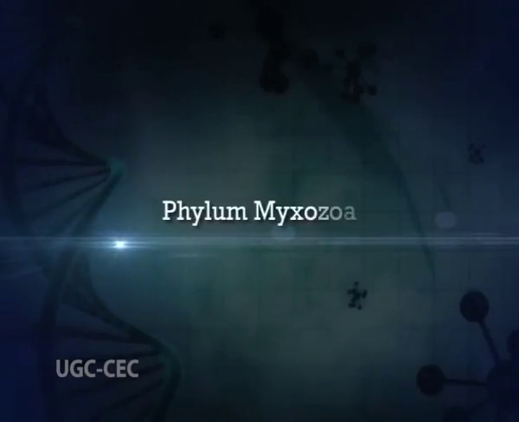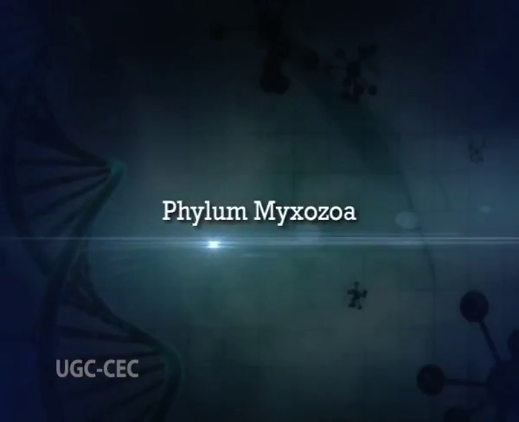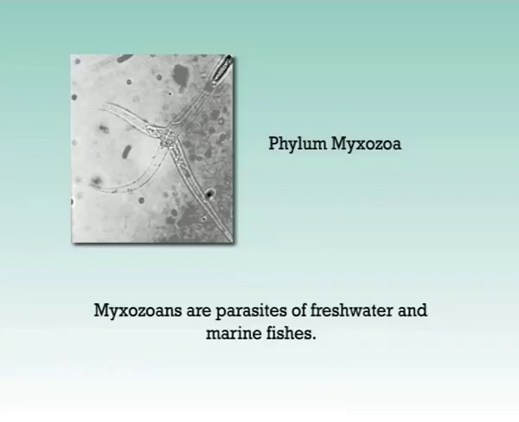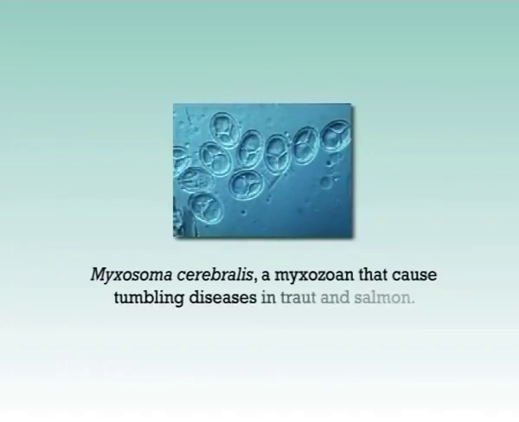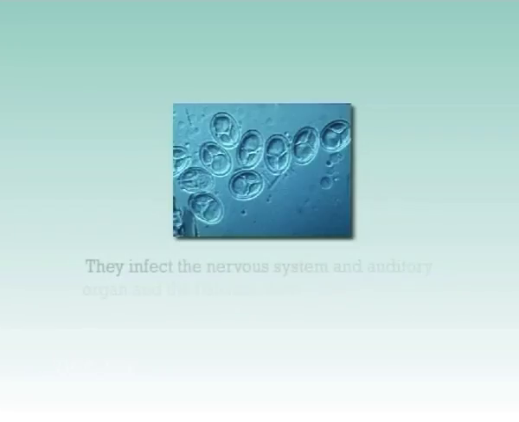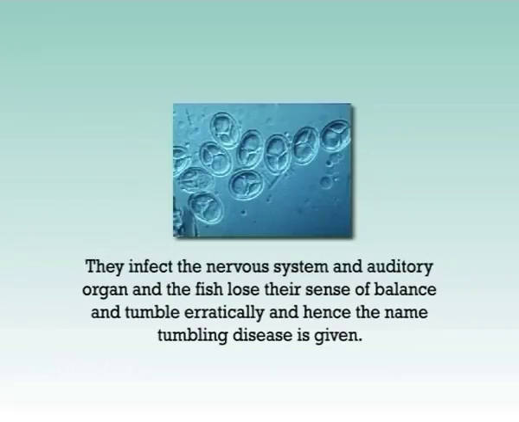Next is phylum Myxozoa. Myxozoans are parasites of freshwater and marine fishes. They also possess a resistant spore with 1 to 6 coiled polar filaments. Myxosoma cerebralis is a myxozoan that causes tumbling disease in trout and salmon. They infect the nervous system and auditory organ, and the fish lose their sense of balance and tumble erratically, and hence the name tumbling disease is given.